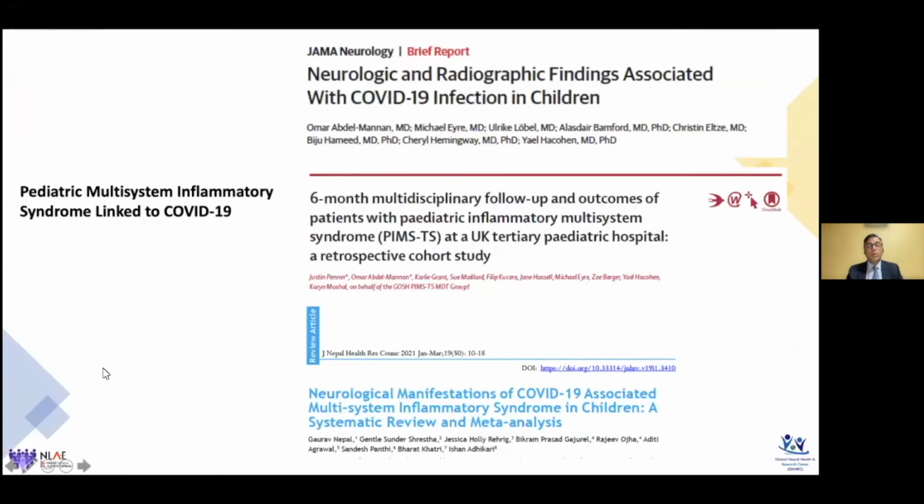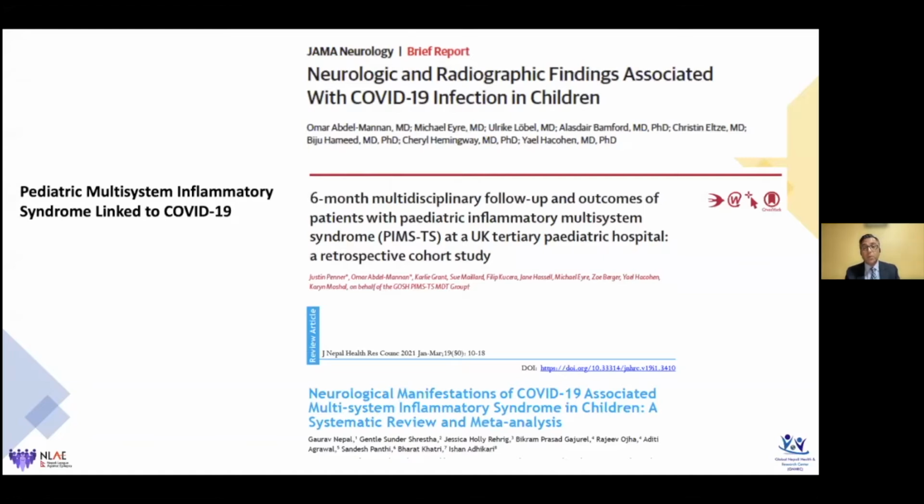So now we've learned about the adult manifestations of COVID-19, along with the cases that we just discussed. Now we're going to touch base on the children, where the pediatric multi-system inflammatory syndrome linked to COVID-19 has been very upcoming. For this, I selected these 3 papers.